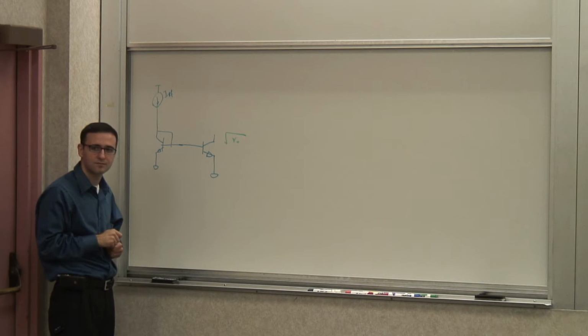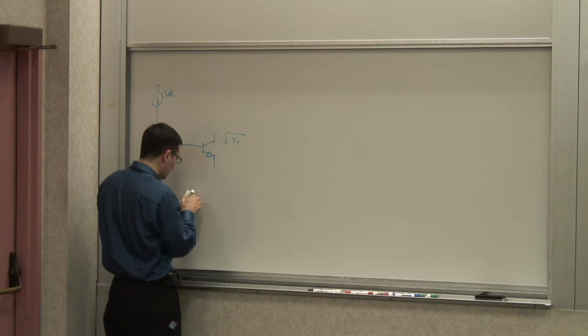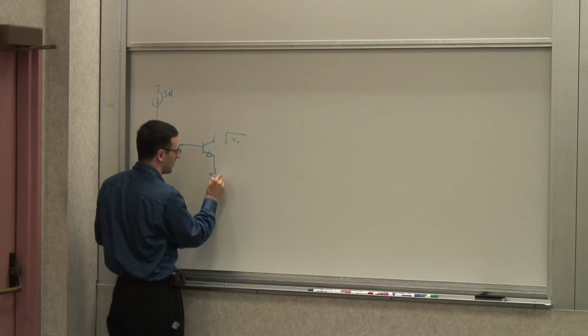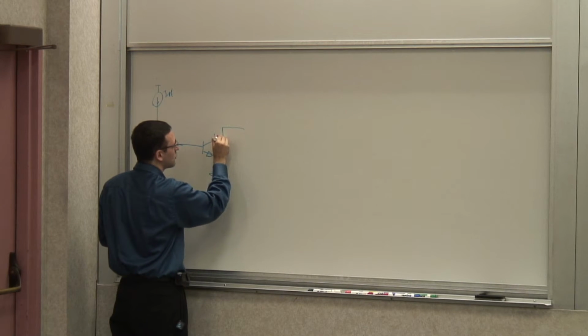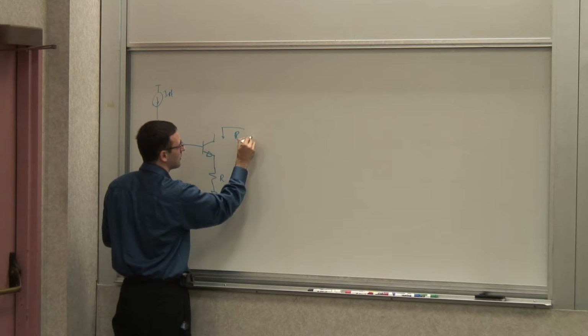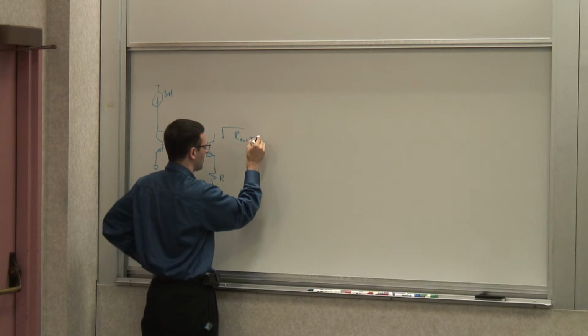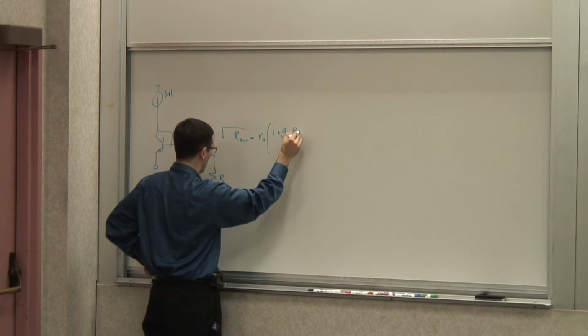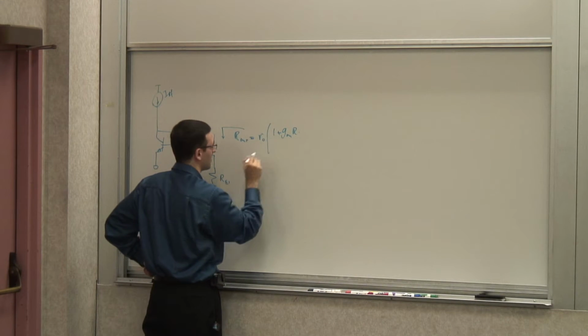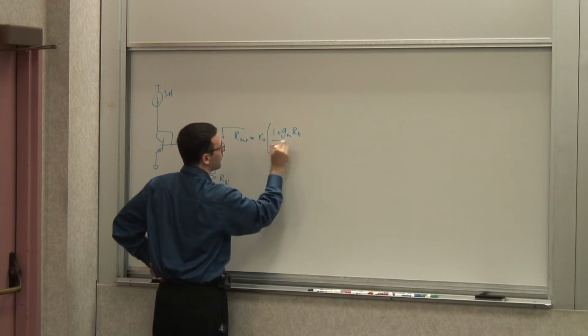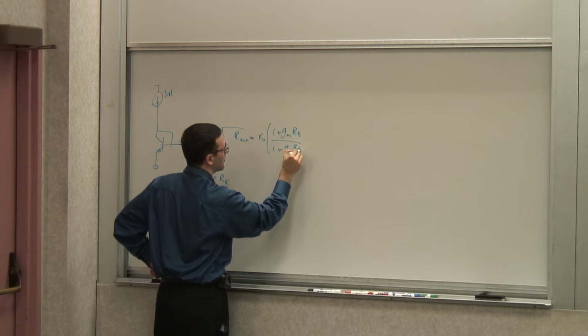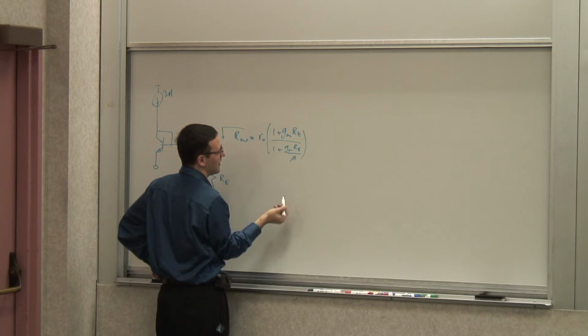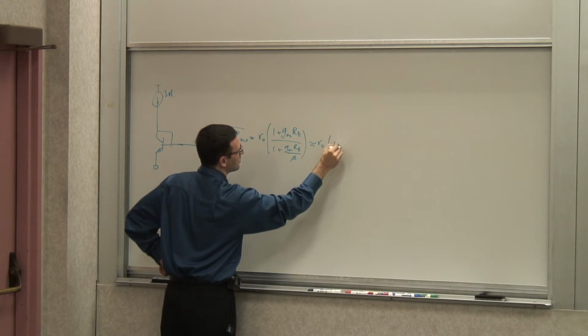How can I increase it? Well, one thing that we saw works is emitter degeneration. If you put emitter degeneration here, if you have a resistor RE here, this output impedance would be what? In the most general case, it would be RO times 1 plus GM RE over 1 plus GM RE over beta. And assuming that GM RE over beta is small, it's approximately RO times 1 plus GM RE.